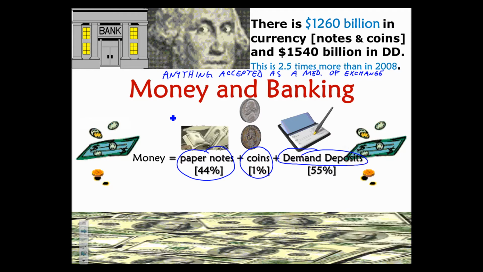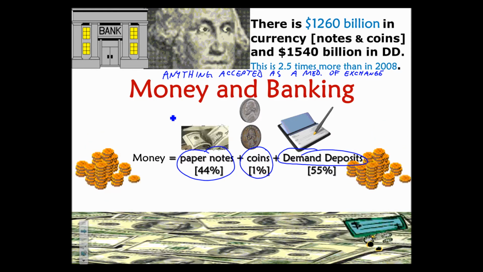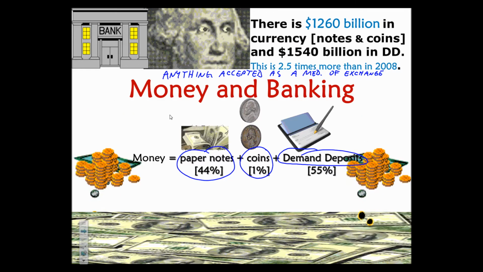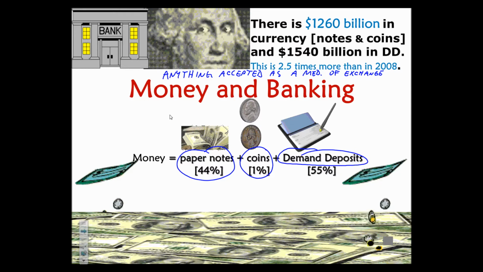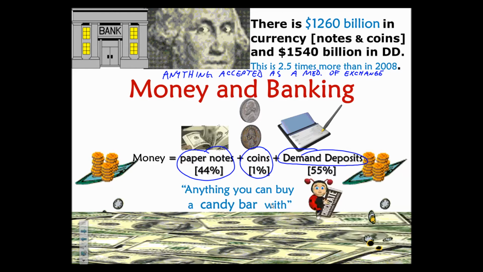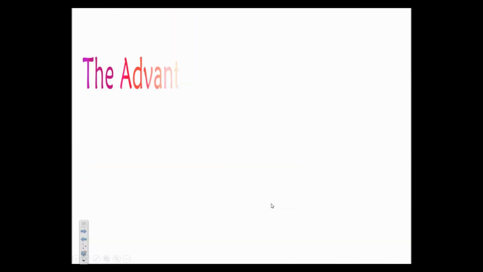These percentages vary over time, but basically about half our money supply in the United States is the currency, which is paper and coin, and then about half of it is demand deposits, which is our checking accounts. Okay? So it's anything you can buy a candy bar with, basically. That's what money is. All right?